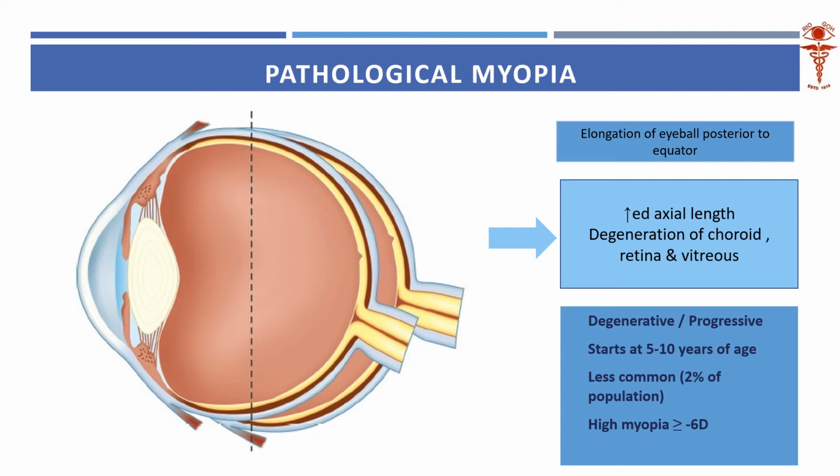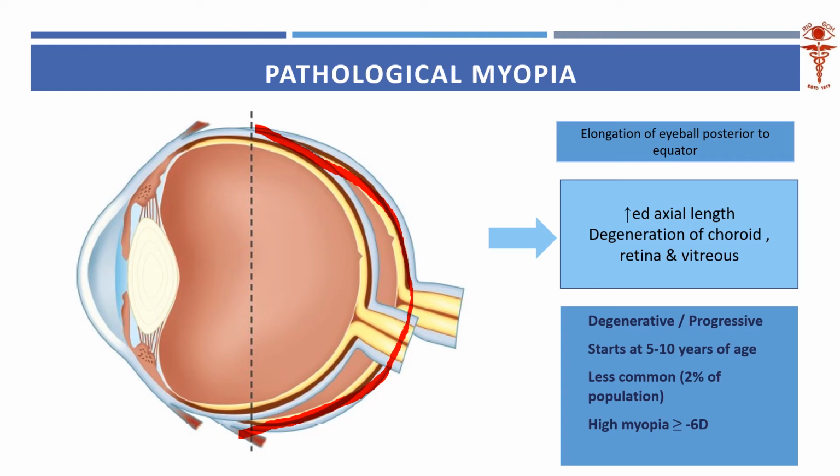Because the enlargement of the eyeball that happens in myopia is more of the posterior segment. Beyond the equator, the eyeball grows more. The eyeball doesn't grow more in front; in fact, it grows more behind. And in that way, the retina gets stretched too much.